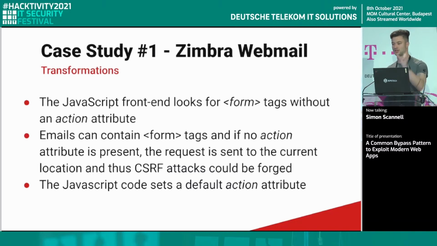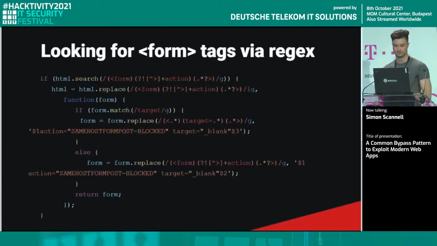So what they would do is that JavaScript code would look for this form tag and then add a default action attribute. And if this code looks scary, we'll just see in a minute what this does in action. But basically what it does, it looks for form tags without an action attribute. We have a negative lookahead in the regex. And if it does find it, it just replaces the entire thing with a default action attribute that says same host form post blocked. I actually never know how to say this correctly. And it just inserts this with some double quotes.